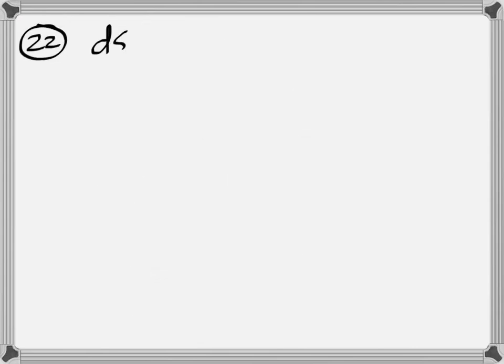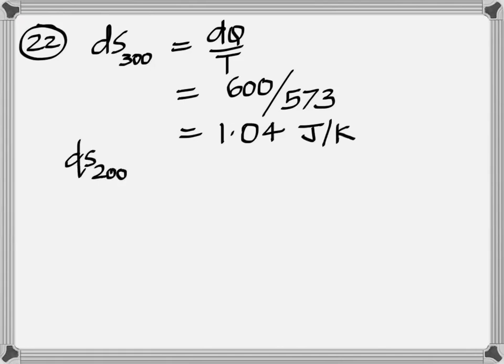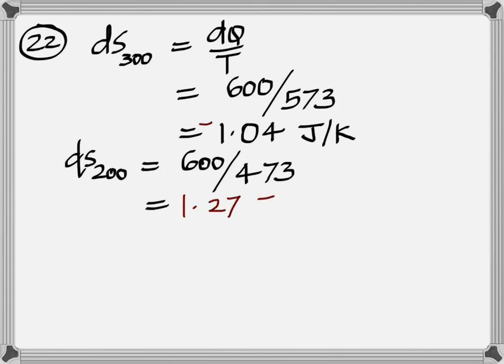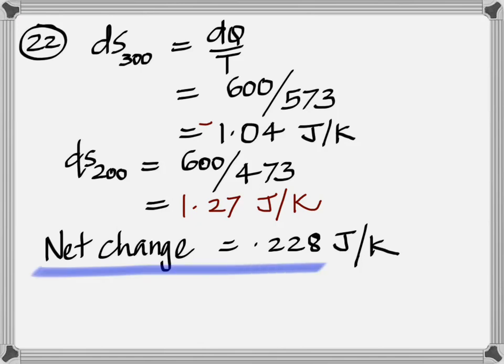And last question, the change in entropy is dQ by T. 600 joules leaving, so you get 1.04, should be negative, because heat was leaving the system. And for the other one, heat is entering the system, so the entropy goes up 1.27. So the net change is positive 0.228 joule per Kelvin.